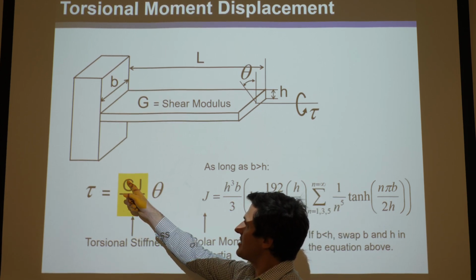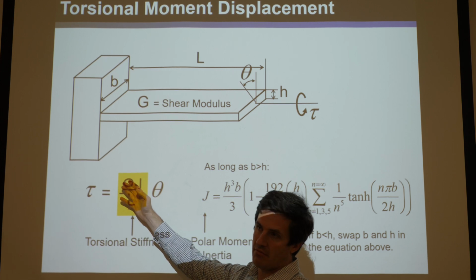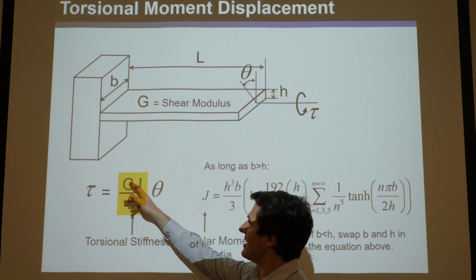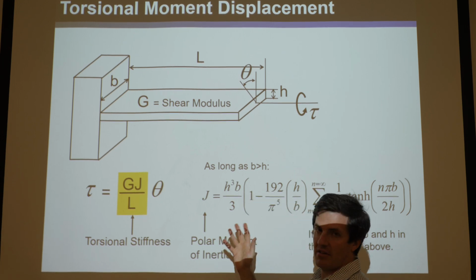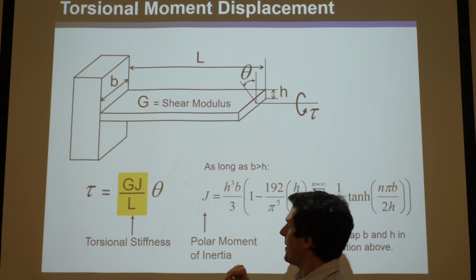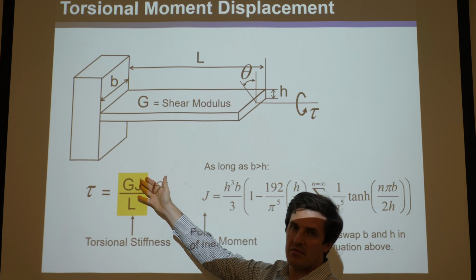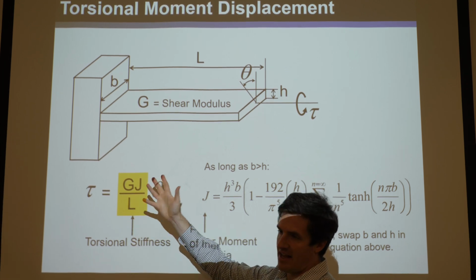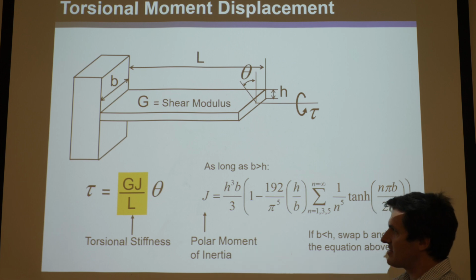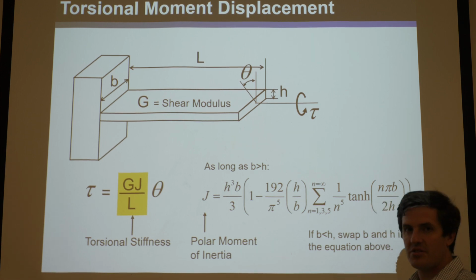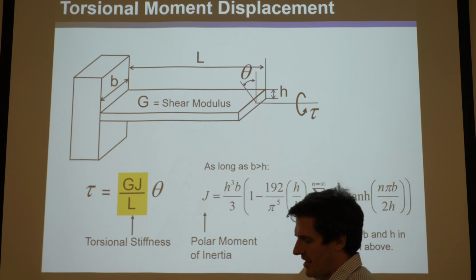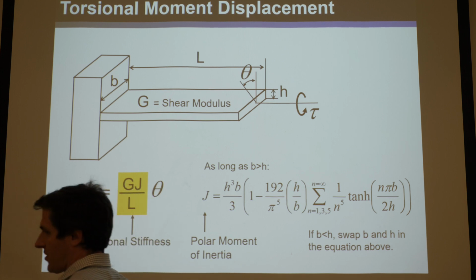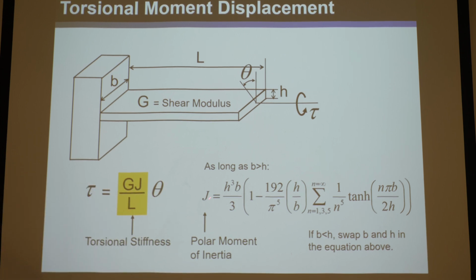G here is the shear modulus, as opposed to the Young's modulus, E. J here is the polar moment of inertia, area of inertia, instead of the bending area of inertia, and then L is L. It's a similar thing. So you can see these are pretty easy equations to memorize because you can see the analog. Okay. The trick is the polar moment of inertia is actually quite a nasty equation.